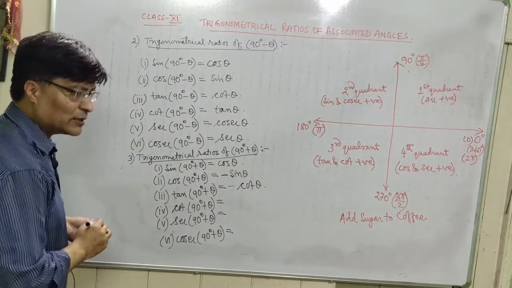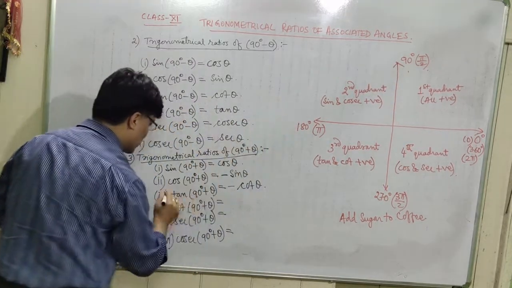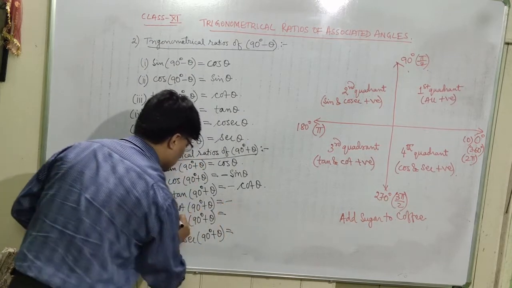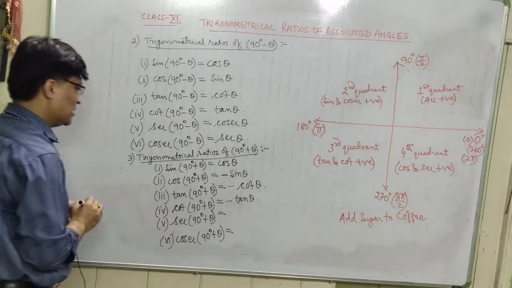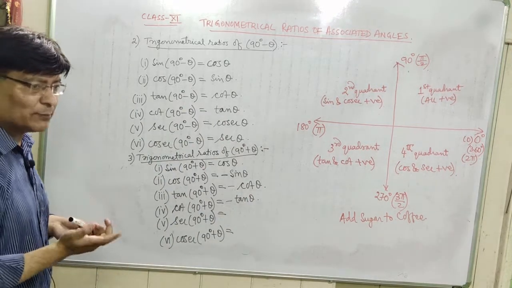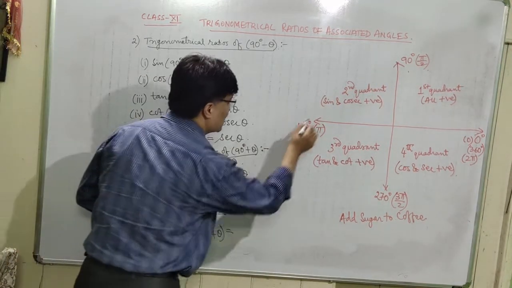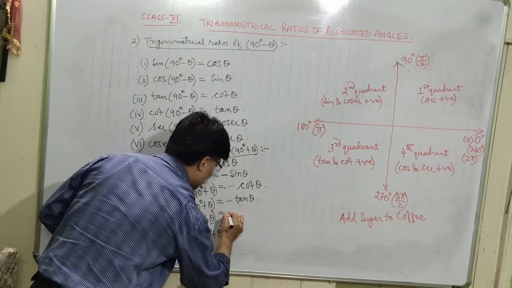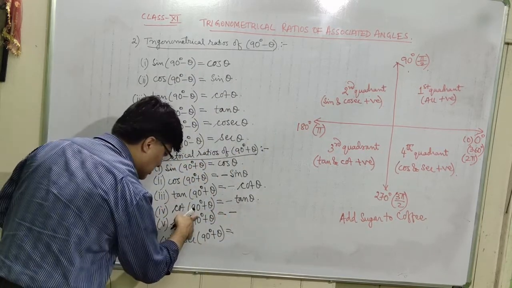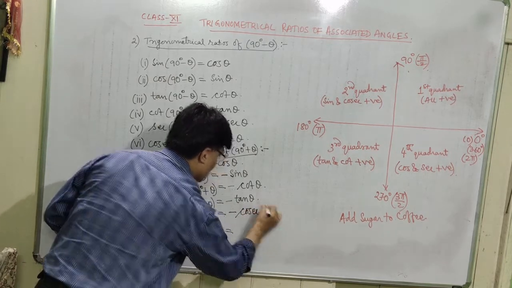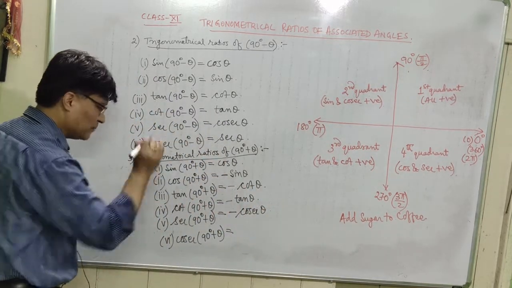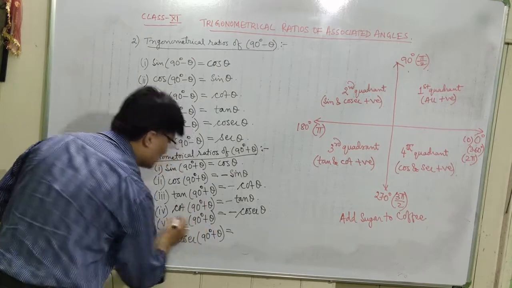Next, what is cot 90 plus theta? It lies in the same quadrant, so it is also minus, and cot changes to tan. What's about sec 90 plus theta? Sec 90 plus theta lies in the second quadrant. Sec is negative here, minus, and since it is odd multiple, sec changes to cosec.